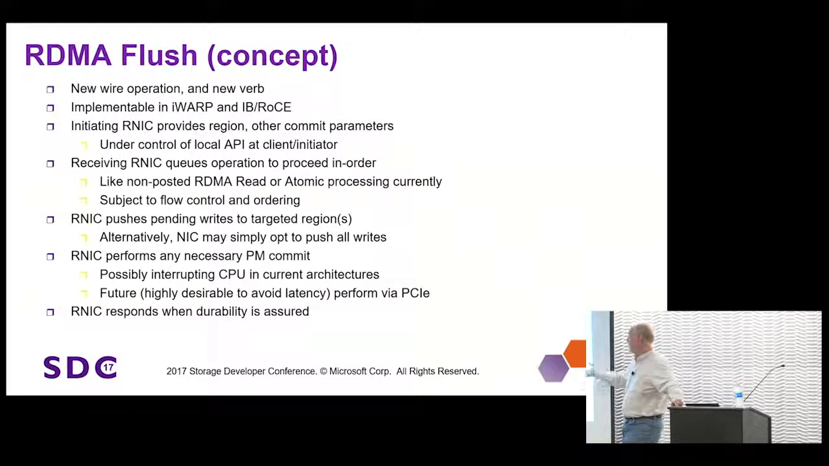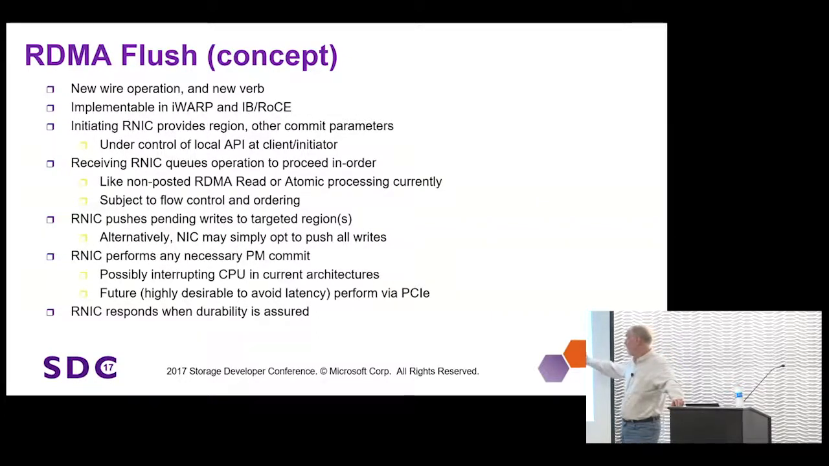So the RNIC pushes pending writes to the targeted regions. It basically does that flush on the local PCI bus. The NIC may simply, instead of doing the targeted regions, say, I'm not tracking regions, I'm just going to flush everything. That's perfectly fine. Your guarantee is the regions that I requested are now durable. If you did everything, great.